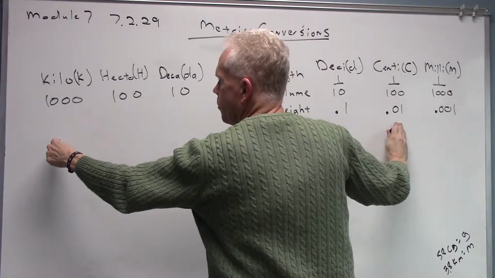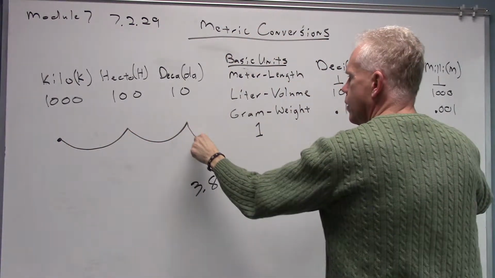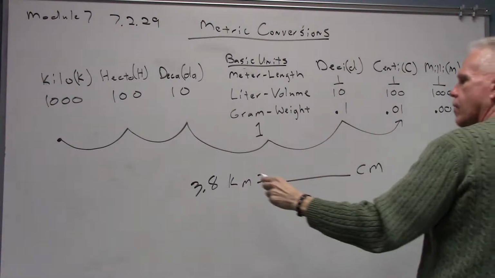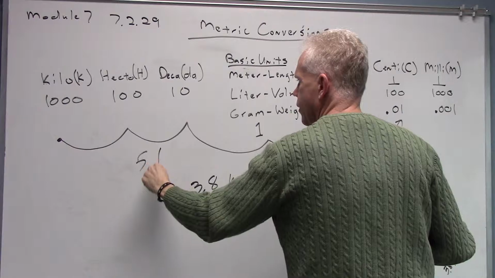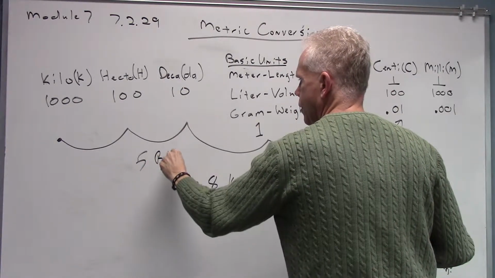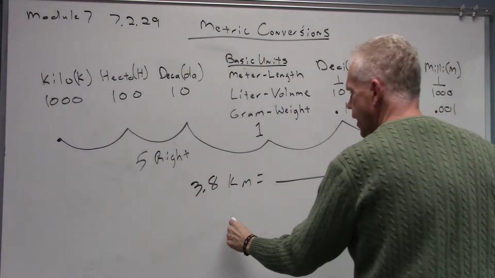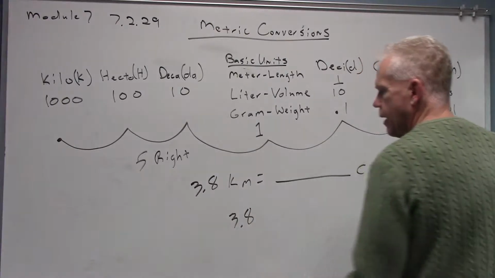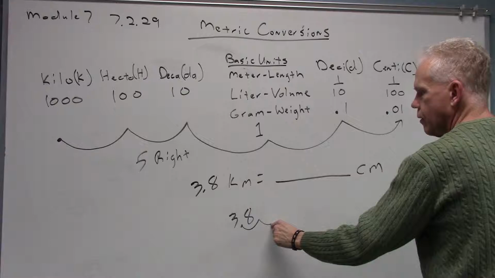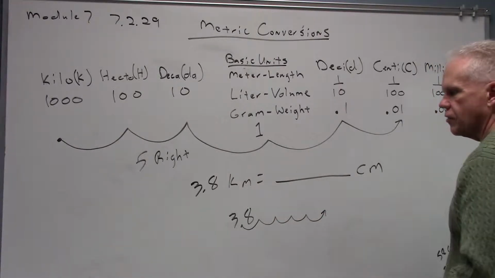So if I put my starting point here, then I count 1, 2, 3, 4, 5 shifts to the right. So I'll take my 3.8, I'll find the decimal, and I'll move it 5 shifts to the right. There's 1, 2, 3, 4, 5. Now that's where the decimal's going.